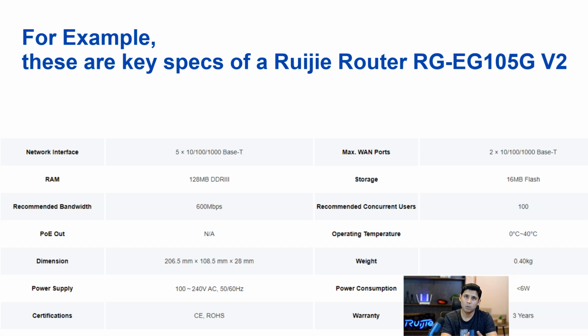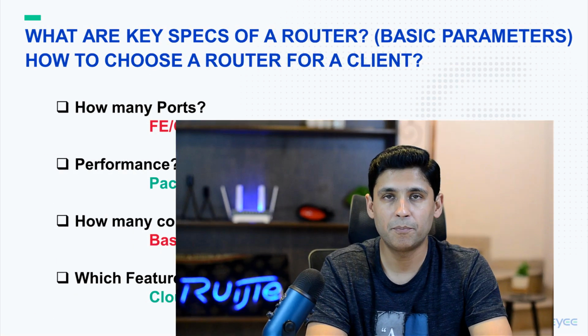So in this way, we can decide a router, for example, number of ports, performance, how many users, which features are required, and then we decide the router model from our Ruijie catalog, from our Ruijie product family, from our Ruijie router family. So this is how we can choose a router. These are some of the basic parameters.